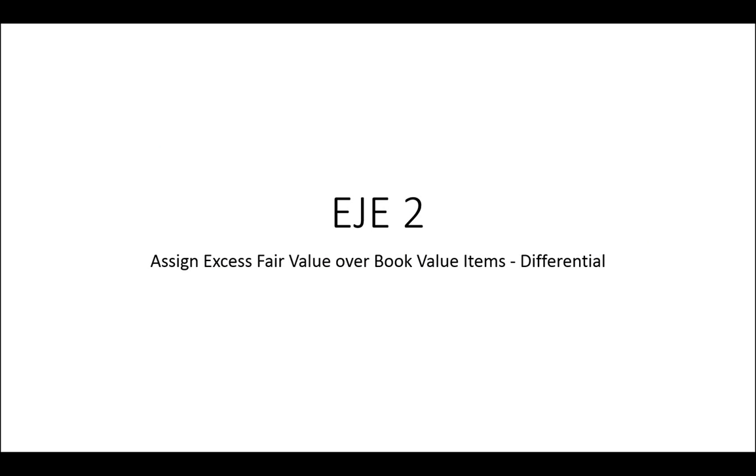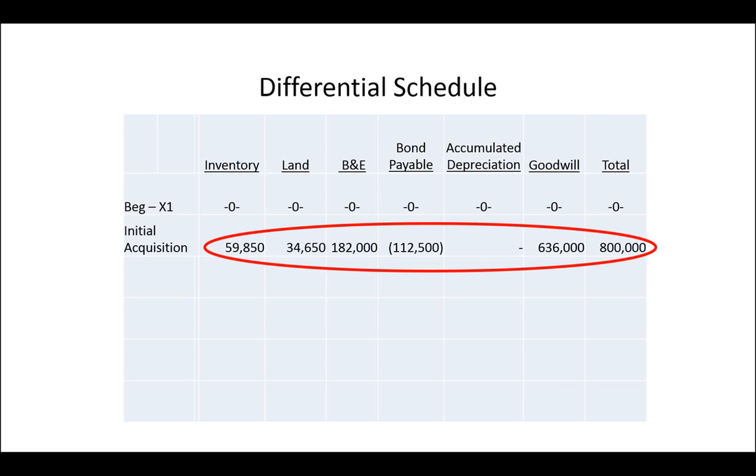EJE2 here is a new entry for this chapter, and it's when we assign the differential. And remember, the differential consists of a couple of things. One, the goodwill, and two, the excess fair value over book value, which we've identified in our differential schedule. We listed all those out, and this is going to be the differential amount that we record each and every period when we do our EJEs.